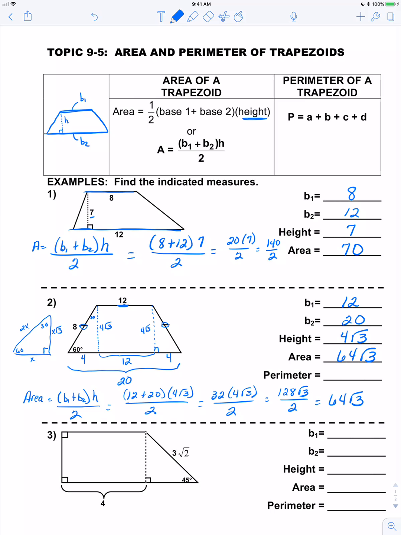All right, so now for perimeter, we're just going to add up those outside edges. So remember, this one it told us it was 8, and it has that little hash mark. We know that that one side is also 8. So for perimeter, we have the 12 plus 8 plus 20 plus 8. So if we add all that together, that should give us 48.